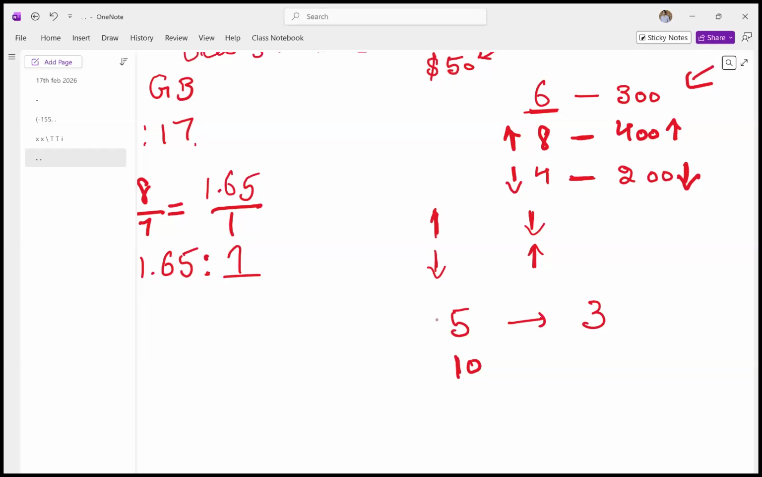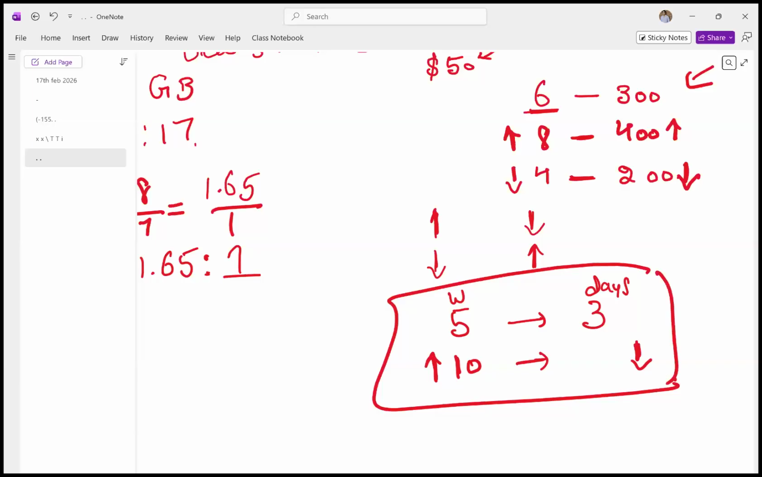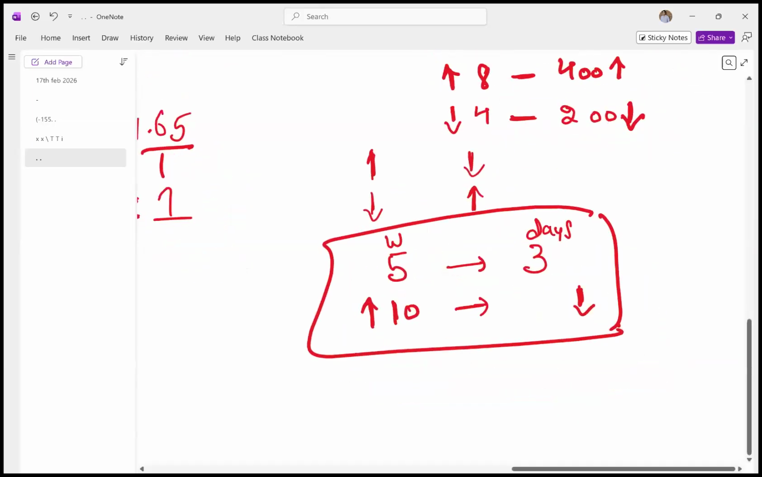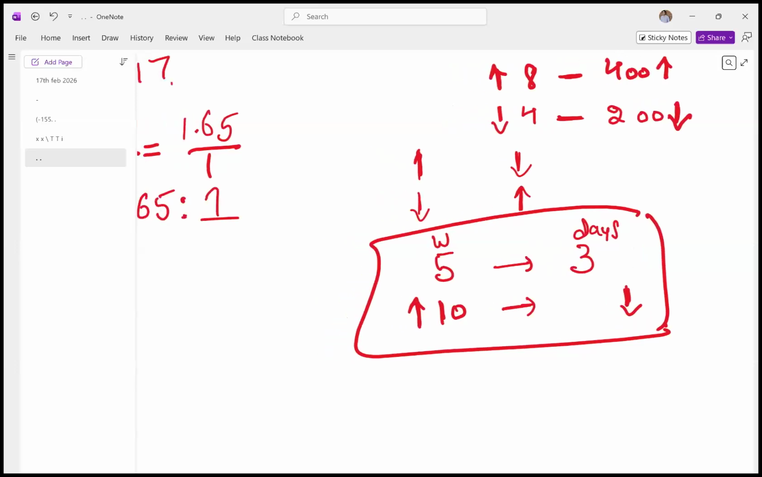So this is the number of workers, and they can finish the work in 3 days. Here I will write the days. So the number of workers has increased, and the days should reduce. So how are we gonna find that out? That's what we're gonna do. So this is an example of indirect proportion. Now, let's look into how we're going to solve the direct and indirect proportion questions.